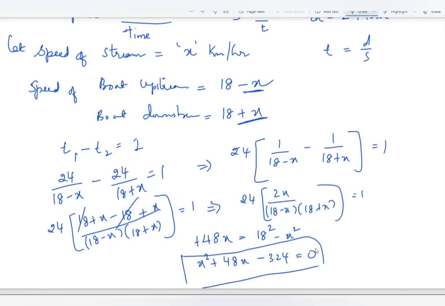This is the quadratic equation. Solve this quadratic equation by the formula method or by the factorization method. We get the speed of the stream as 6 km per hour.